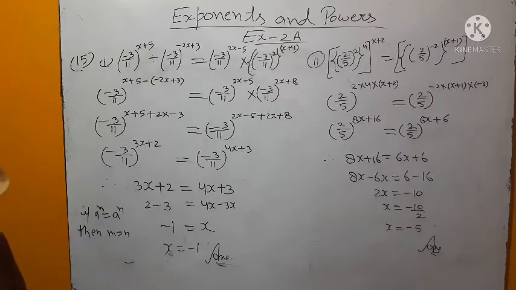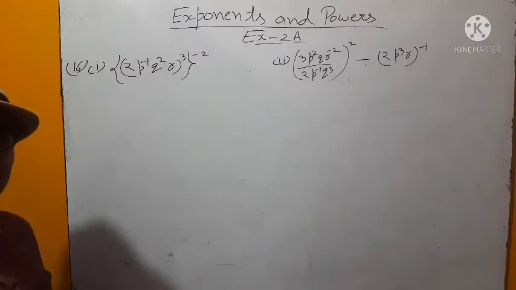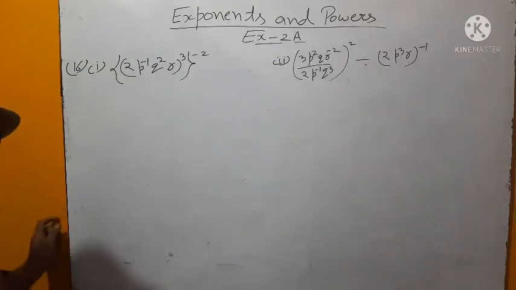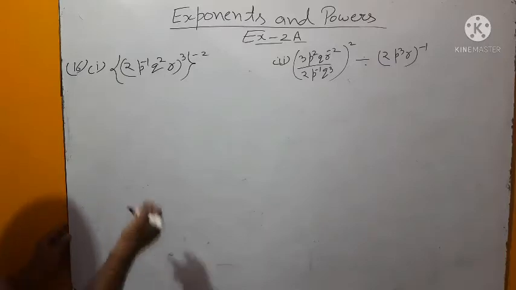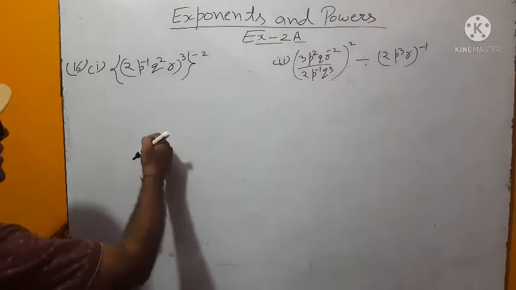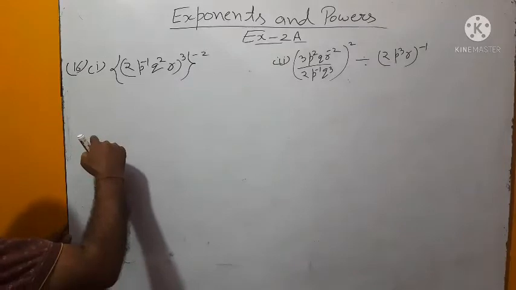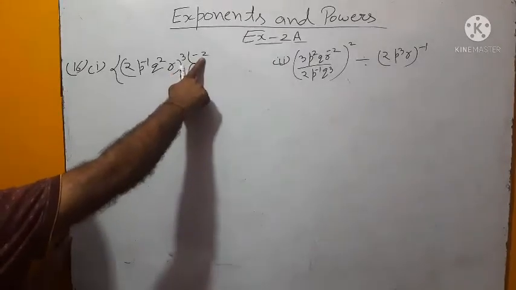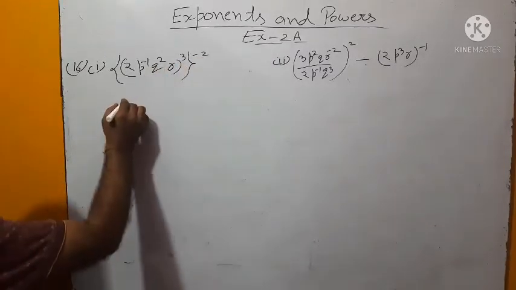Okay, now write down. Now question number 16, and this is the last question of this exercise. After this question your chapter will be over. So we have to find the value of this. So see how you will solve. You are noticing that exponent over exponents are applied.